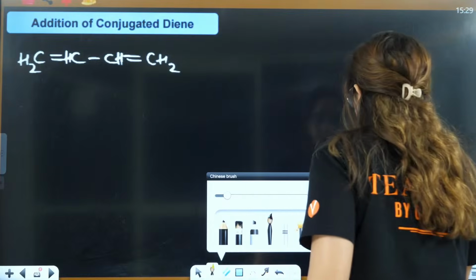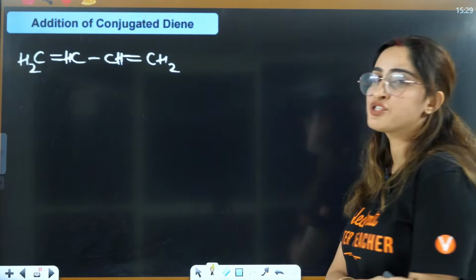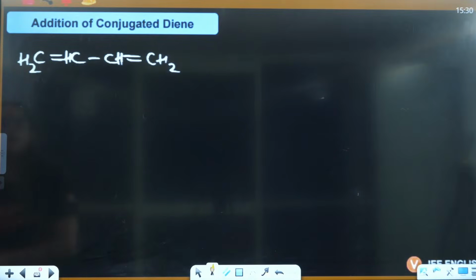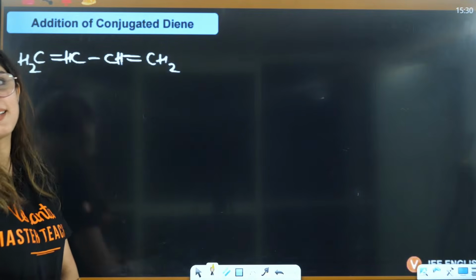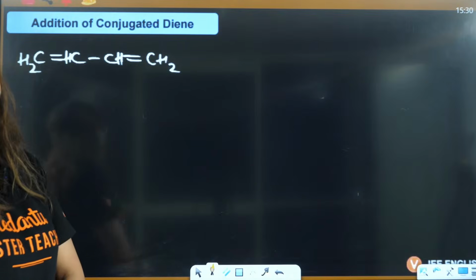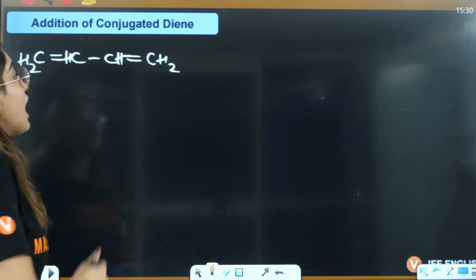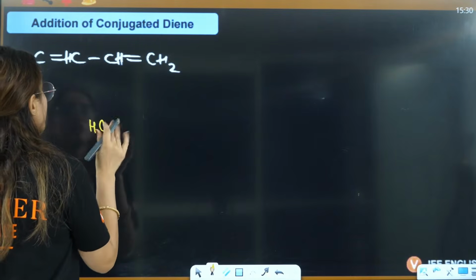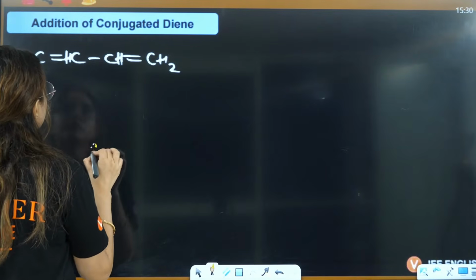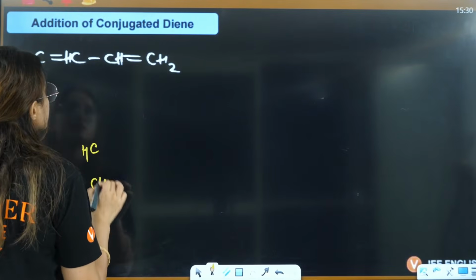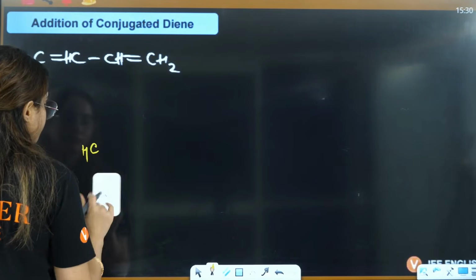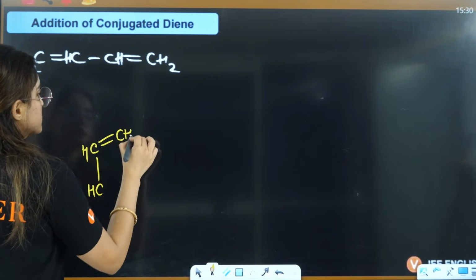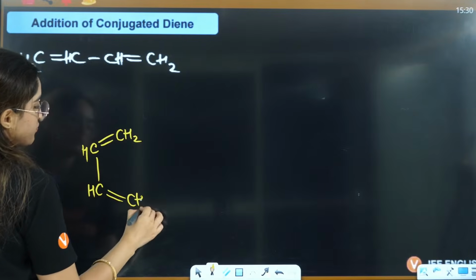Now let's understand this part, that is addition to a conjugated diene. Tell me, have we done this? Yes, do you remember we have done this? In yesterday's lecture only we did this. This is CH, this is CH. Do you remember the 1,4 addition product? This is CH2, this is CH2.